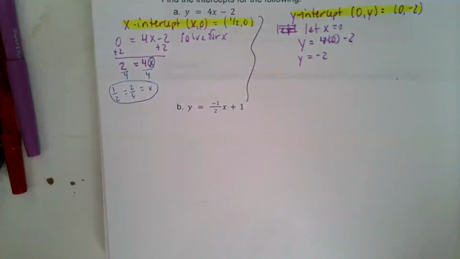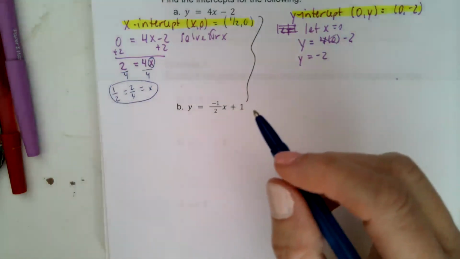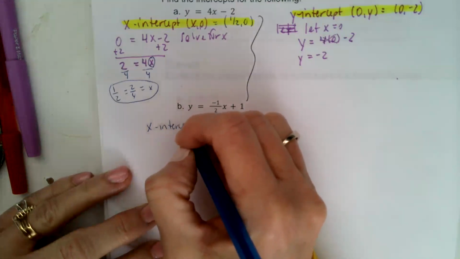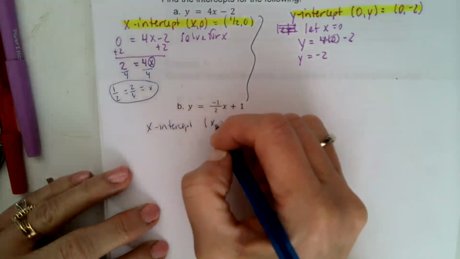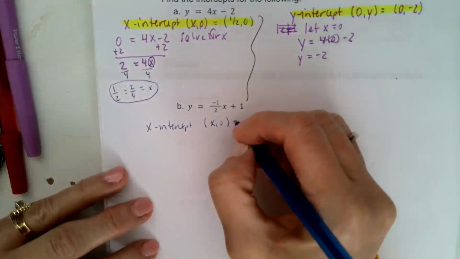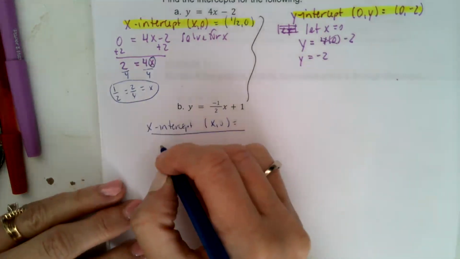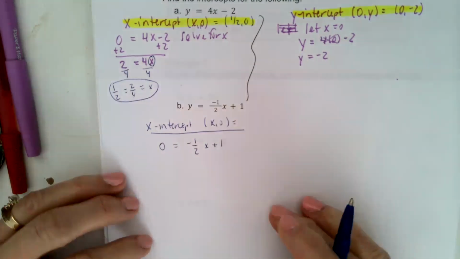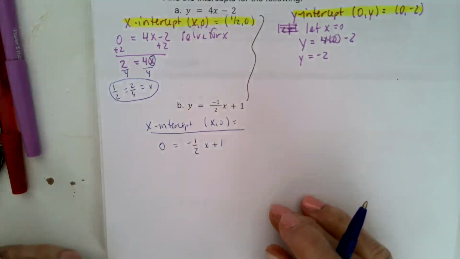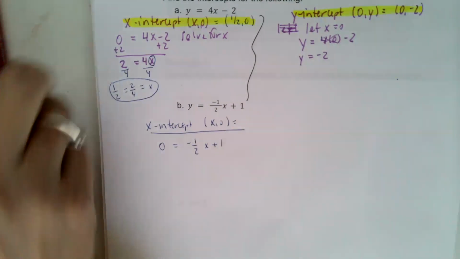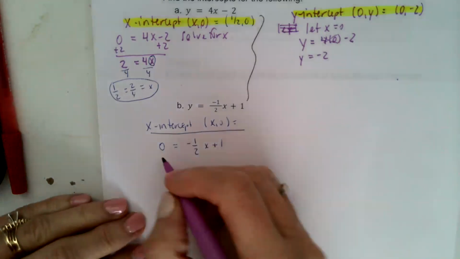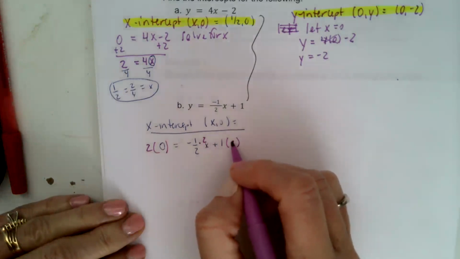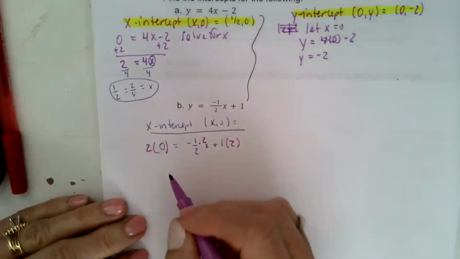Okay, let's find intercepts for this one. So the x-intercept is the x value when y equals 0. So 0 equals -1/2 x plus 1. And we learned that if we multiply through by 2, we can get rid of our fractions. So I'm going to multiply this by 2, multiply this by 2, and multiply this by 2. So I get 0 times 2 is 0 still.